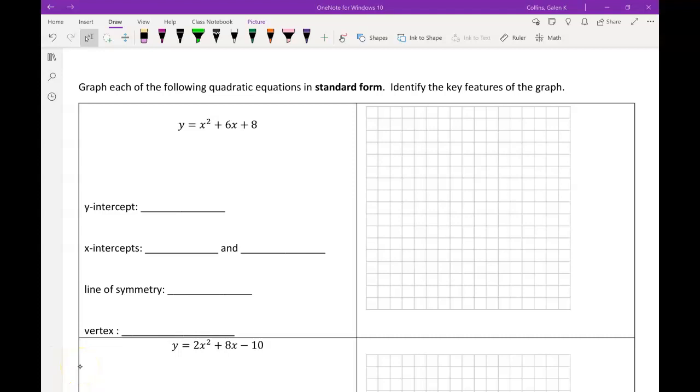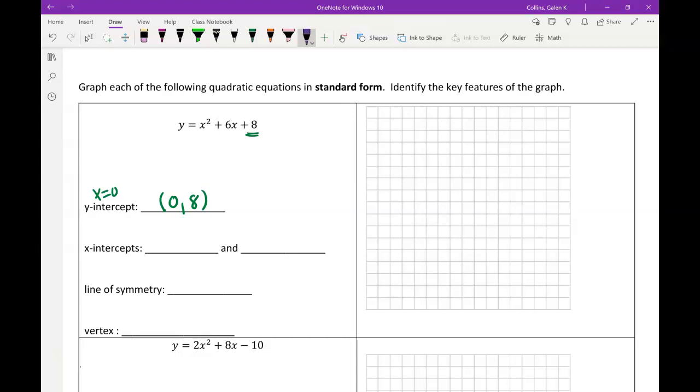All right, the very last thing that we've done in this unit is graphing from standard form. Just a quick reminder, in standard form, we can easily see our y-intercept because remember, the y-intercept of any function occurs when x equals 0. If I plugged in 0 for x, I would have 0 squared plus 6 times 0 plus 8. So this c value is always our y-intercept. My y-intercept is located at (0, 8). But to get to the rest of this, we need this in factored form.